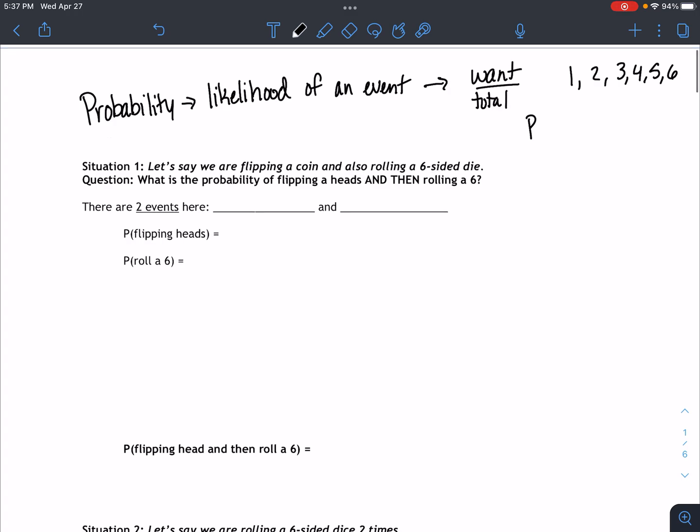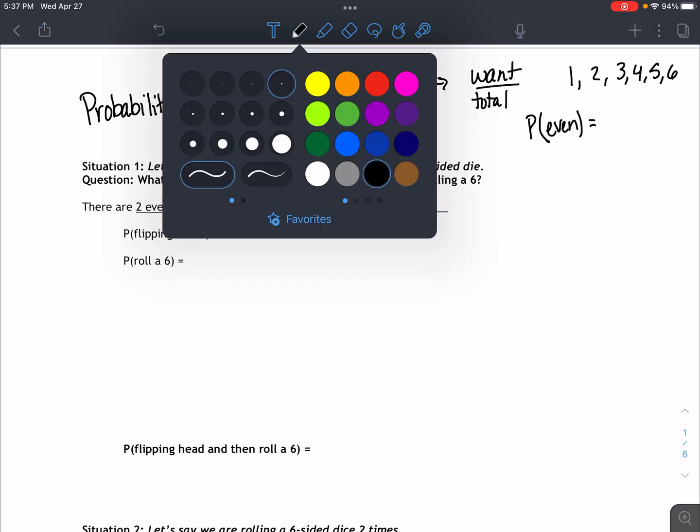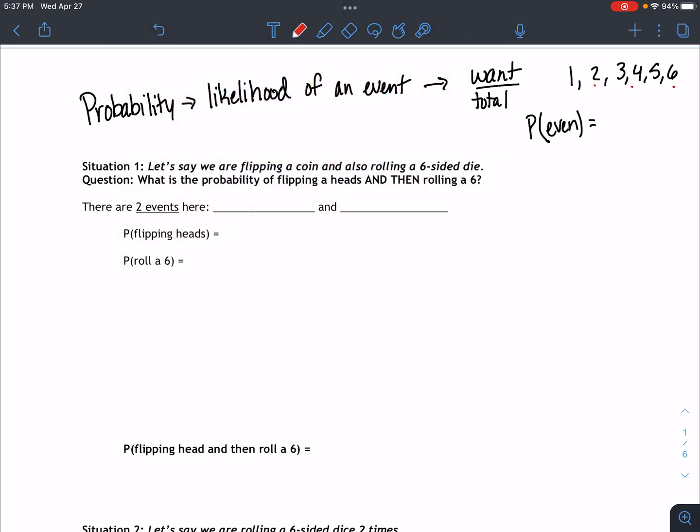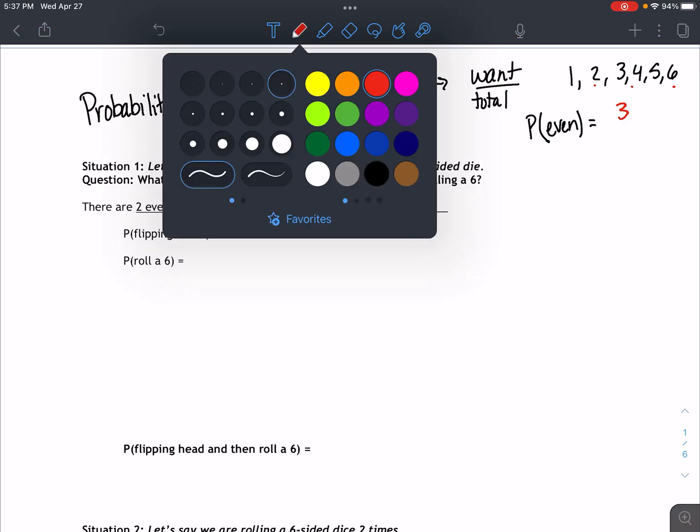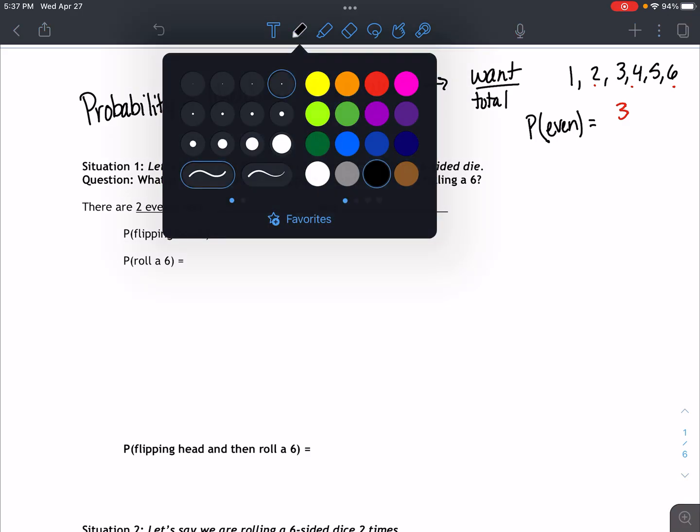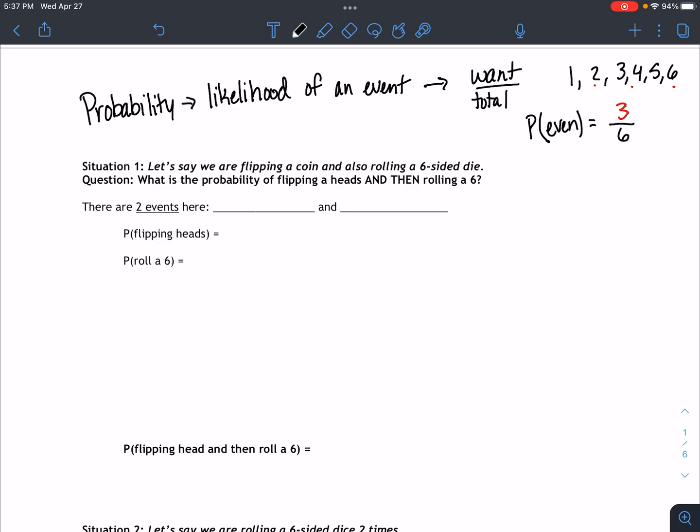So we would write notation, we say P and then inside parentheses, so probability of rolling an even number, let's say. Even numbers would be things like 2, 4, and 6. So there are 3 options that we would want out of a total 6 options, because there are 6 sides on that dice. 1, 2, 3, 4, 5, 6. So my probability is 3 out of 6. And that's a fraction. I can reduce that fraction. I can figure it out as a decimal, as a percent, but there we go. That's probability.